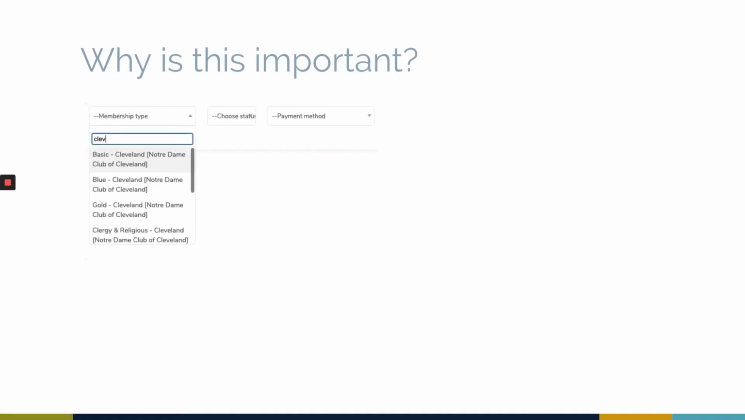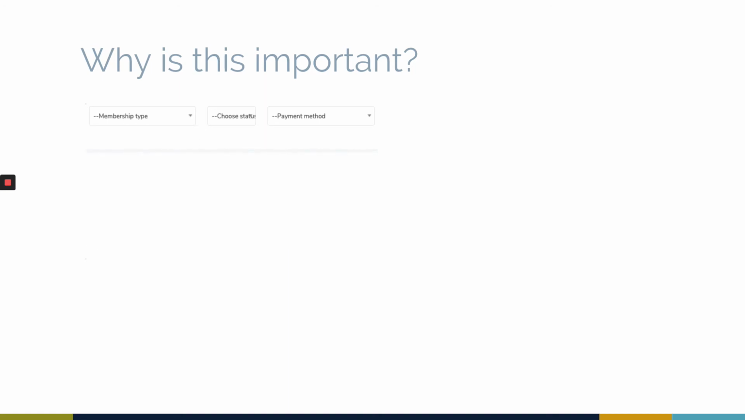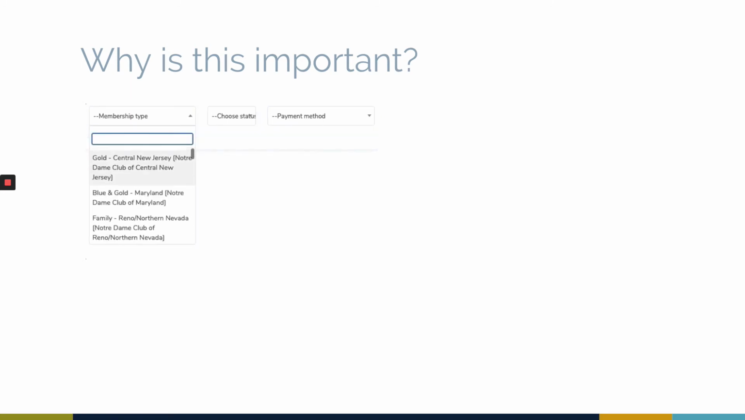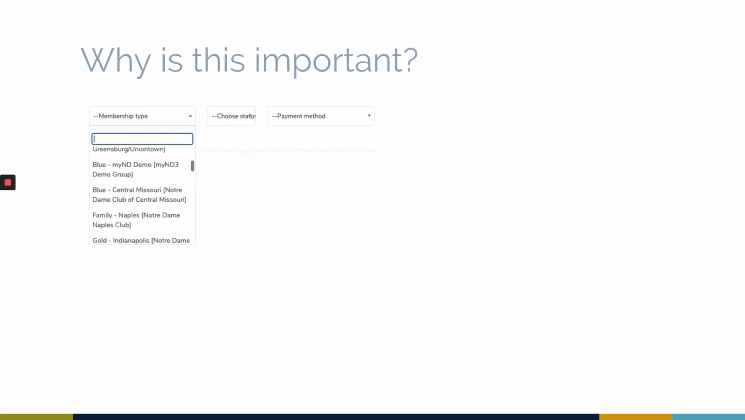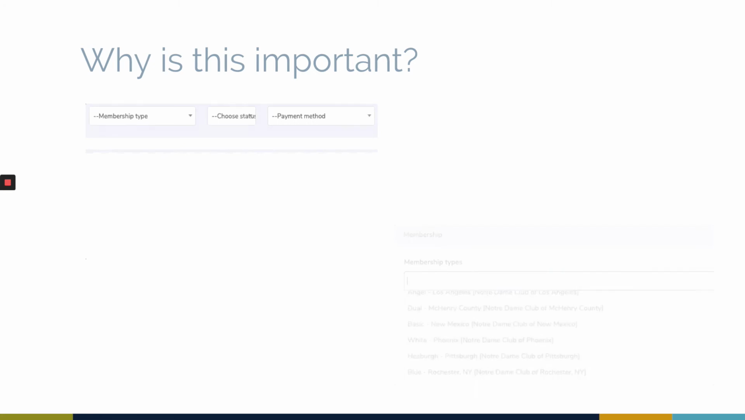Because when you're searching for a membership type, when you're adding a membership to a person's profile in the back office, when you select that drop-down menu, you have to scroll through hundreds and hundreds of membership levels across the club's network. It is not scoped to your club. So instead, what you can do is just type in your club name, and that will limit the search results to just your club. So you can see here we've typed in Cleveland, and it just shows us the Cleveland.